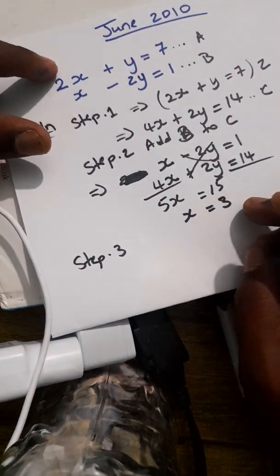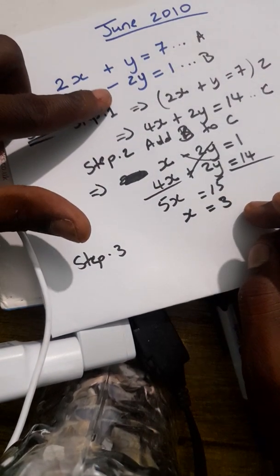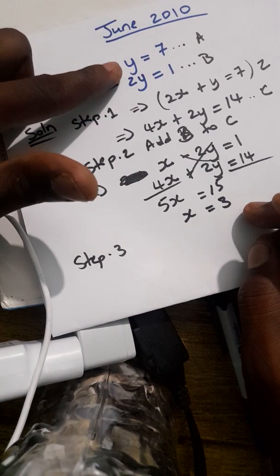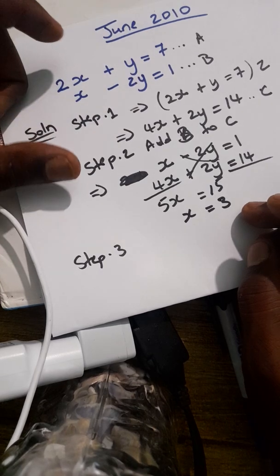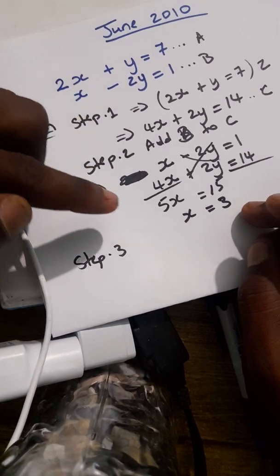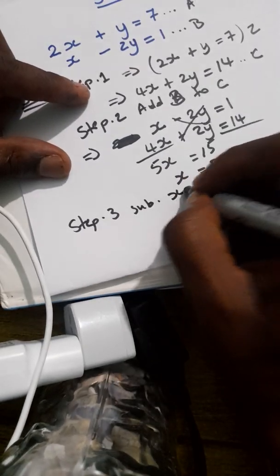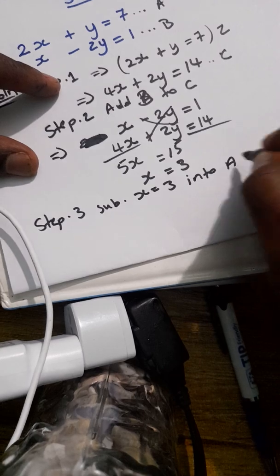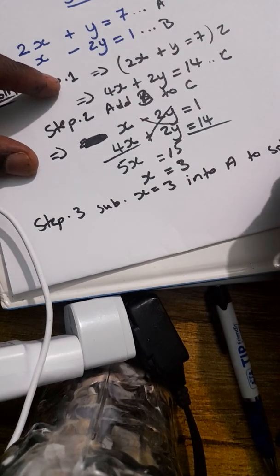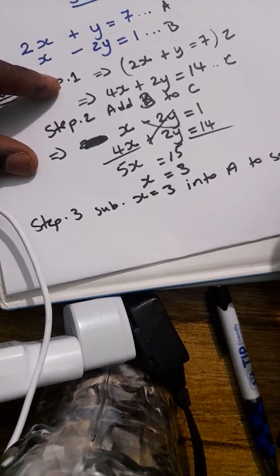And then step 3, substitute x in one of the equations for y. Which one of them? I'm not going to use this. It has to be this, with a positive y, because y is already there. So we just put in x here, and we automatically get y. So we'll say substitute x equals 3 into A to solve for y. You have to write this out.